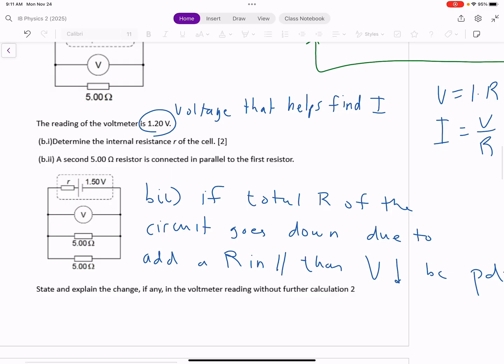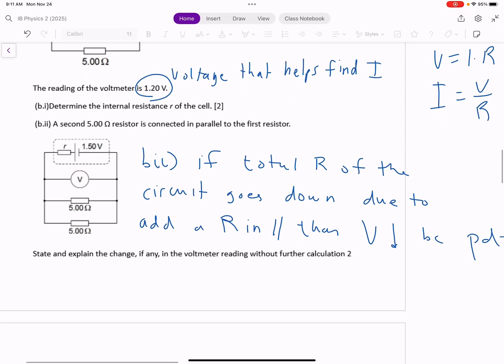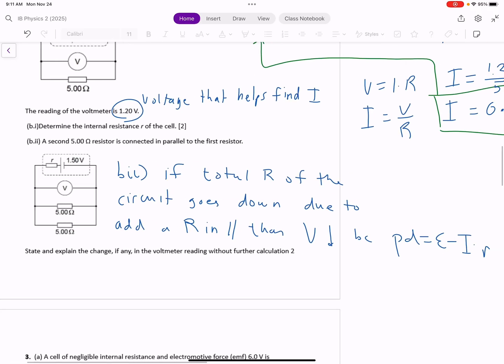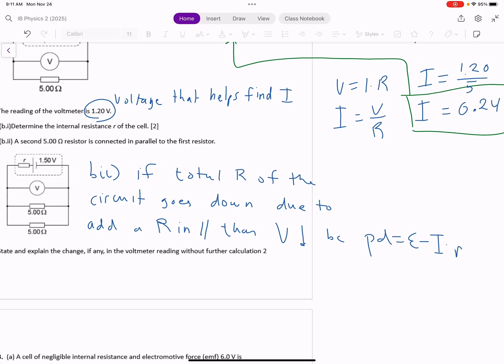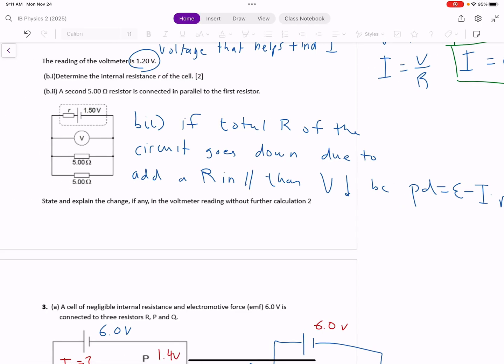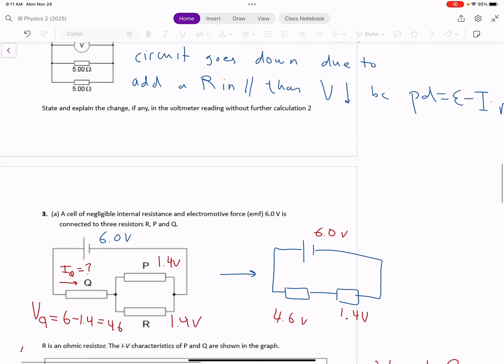So again, in this question, these questions are kind of similar. You just add another resistor in parallel. The voltage goes down. The voltage goes down because the current goes up. The current goes up because of this equation, PD equals E minus IR. And yeah, these two questions are very, very similar.